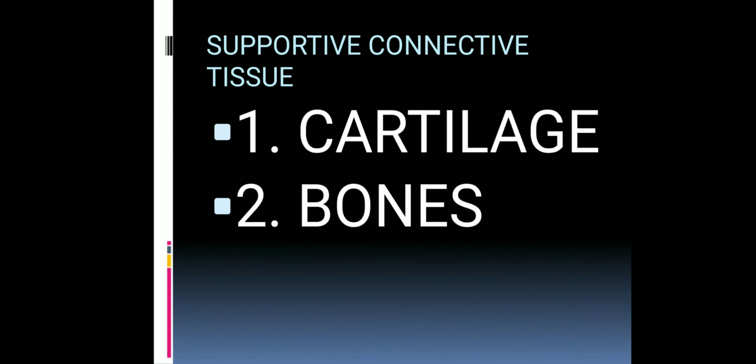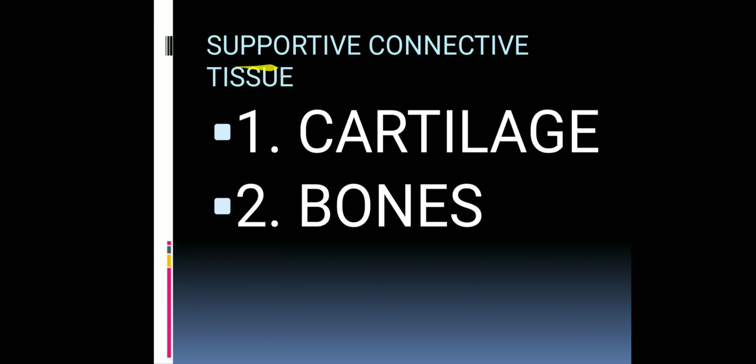So today we have to study about the supportive connective tissue. This is the second type of connective tissue. There are three basic types of connective tissue: connective tissue proper, supportive connective tissue and fluid connective tissue. Connective tissue proper we have already discussed. Today we will start with the supportive connective tissue.